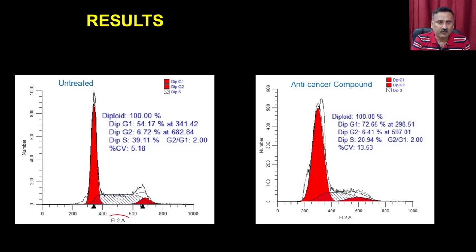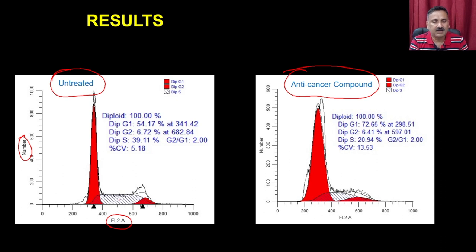So when you plot the FL2 versus the number of cells, this is the untreated sample and this is the sample which has been treated with the anti-cancer compound. So what you see here is that this is the G1 phase, right? This is the G2 phase and these are the other phases. So this is going to be the G1 phase, this is going to be the G2 by M phase, and this is going to be the S phase, right? This is the S phase, okay?